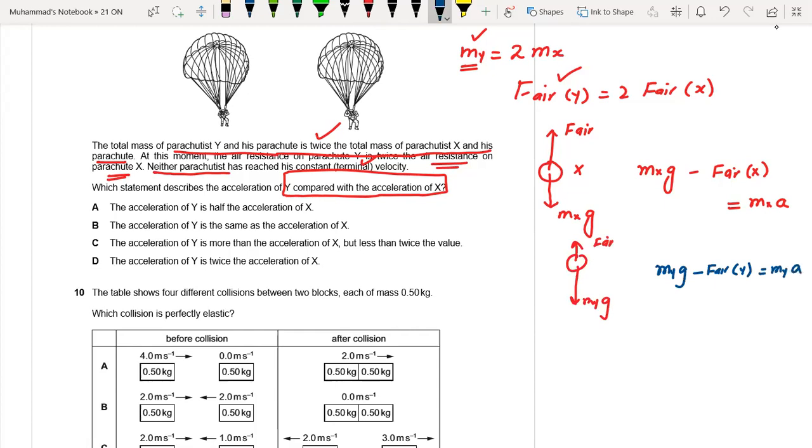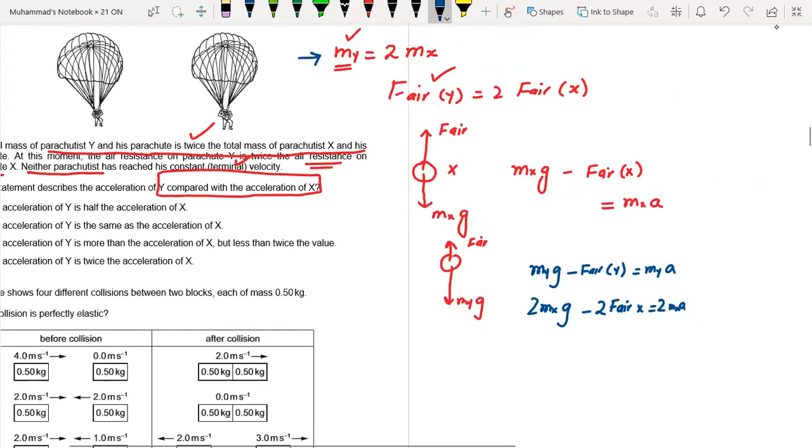Okay, so now let's use this information, that mass of Y is twice mass of X, times g, and air resistance is also twice, that is 2 times air resistance of X, and this is equal to 2 times mass of X times a. The second equation is acceleration in X, and this is acceleration in Y.